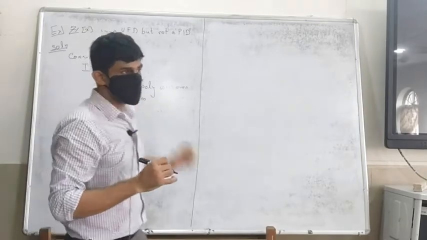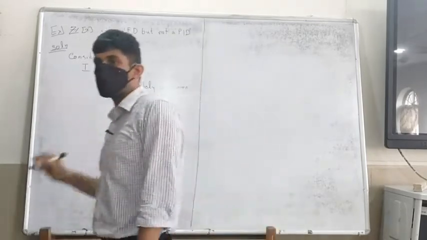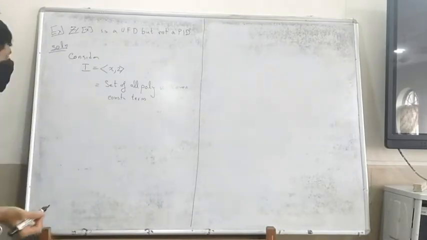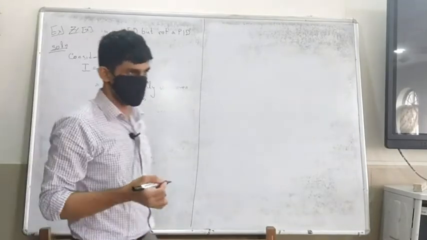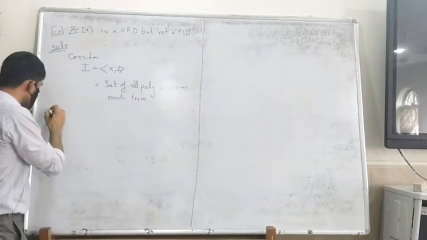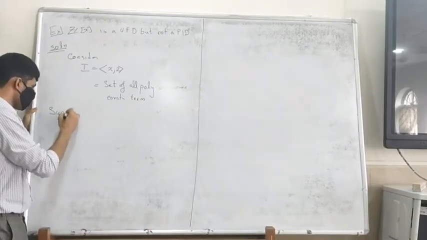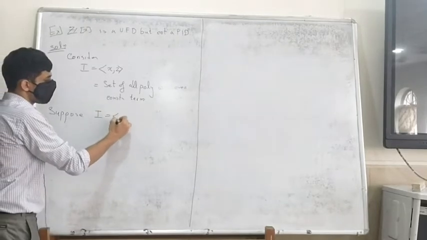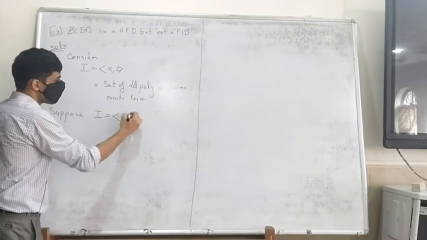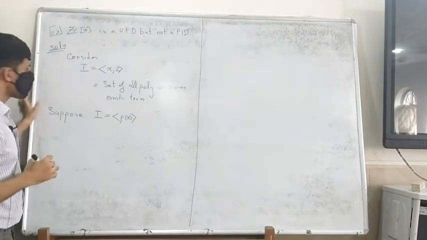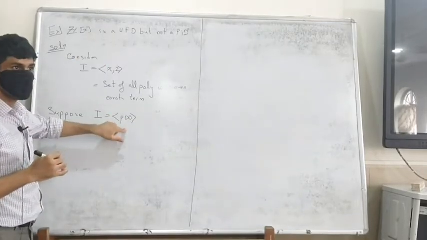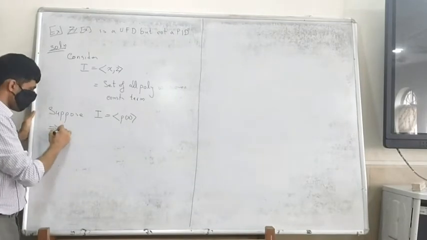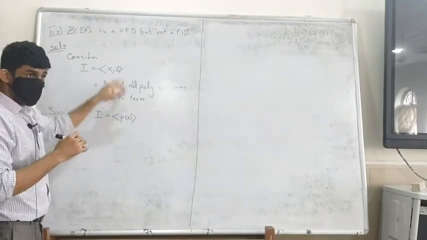I'm going to prove that this is not a PID. So how do I prove it's not a PID? I assume it's a PID and get a contradiction. So suppose this is a PID, that means it is generated by a single polynomial. What will happen here? This will mean that x is in this and 2 is in this, right?